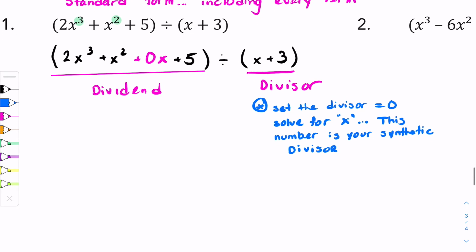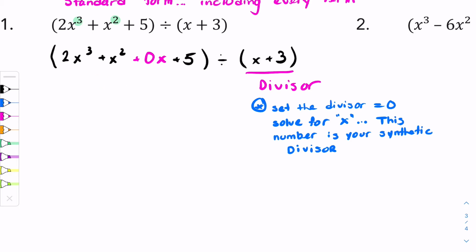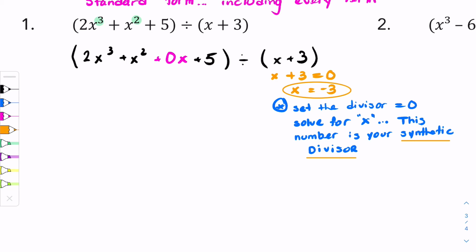All right, so to find our synthetic divisor, we're going to set x plus 3 equal to 0. X is equal to negative 3. All right, so once we have our synthetic divisor, that's what we just found, x equals negative 3. You then need to identify all of the coefficients of your dividend. So the coefficients are 2. This right here would have a coefficient of 1. We have a coefficient of 0 and 5.